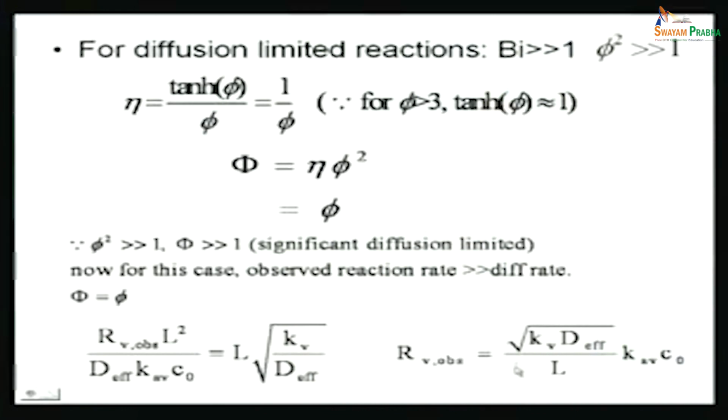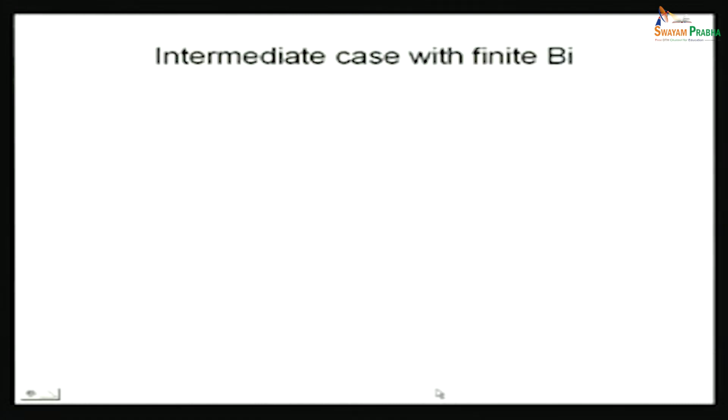So, the observed reaction rate is what we said just now, kV times the effectiveness factor times kV times C naught over L. Okay. Fine. So, let us do the last case. I think this is the one which is the case with finite Biot number. Okay. So, we did the case of very large Biot numbers, but what happens in the case of finite Biot numbers?